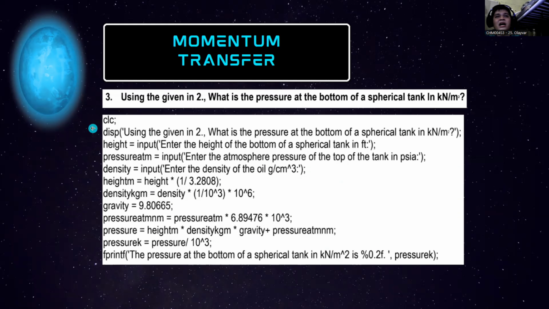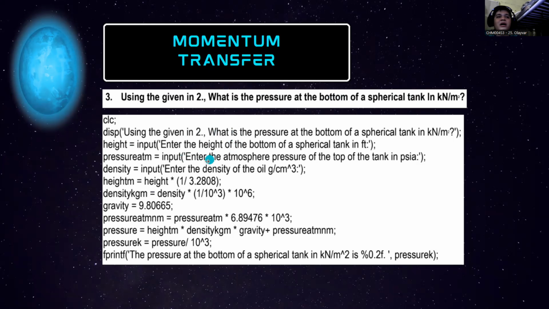And also, we have another joint problem here, using the given in number 2, what we have in a previous problem, which is number 2. What is the pressure at the bottom of the spherical tank in kilonewton per meter squared? Now we put the problem here.